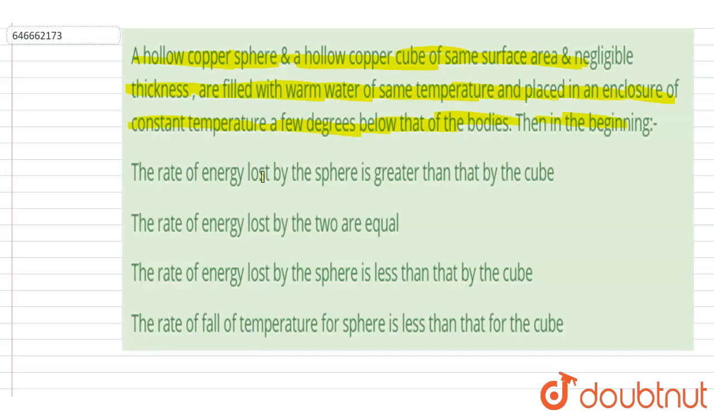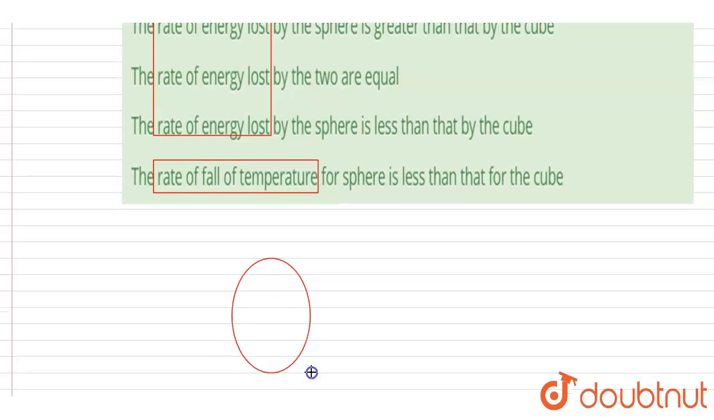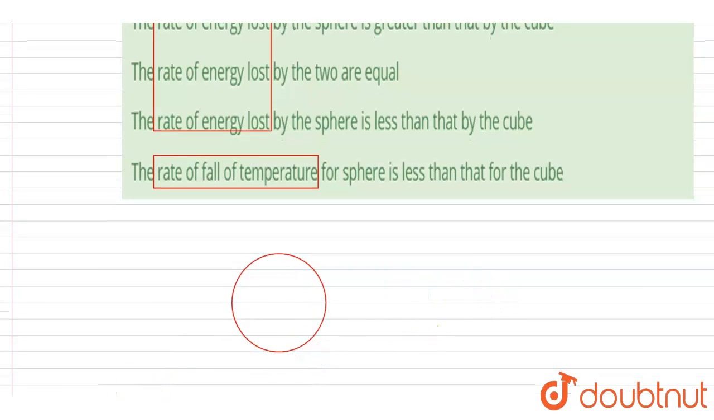So basically, the rate of energy loss you have to check first, and then the rate of fall of temperature you have to check. If I talk about the rate of fall of temperature or the rate of energy loss, that will be because of the exposure to the atmosphere, and from the Stefan-Boltzmann law we know that it depends on the body temperature and the surrounding temperature. They both are at the same temperature, let's say T0 and T0, and the surrounding temperature is said to be a little less, like this.